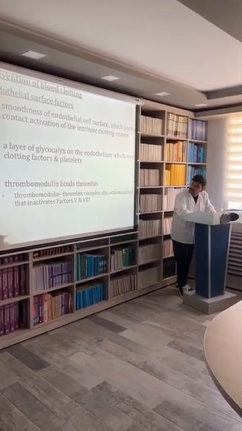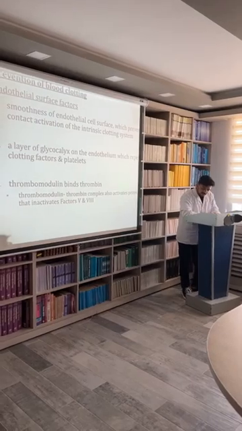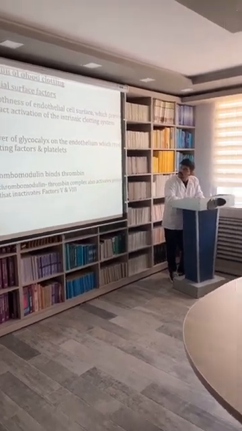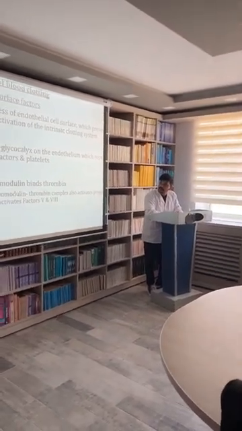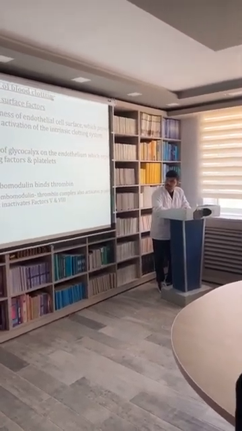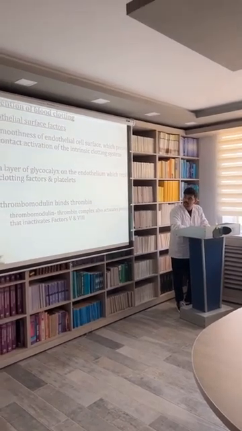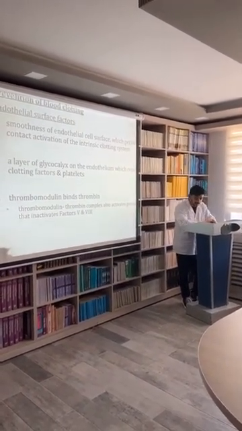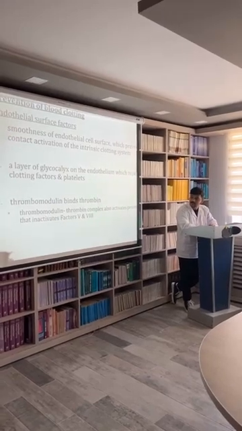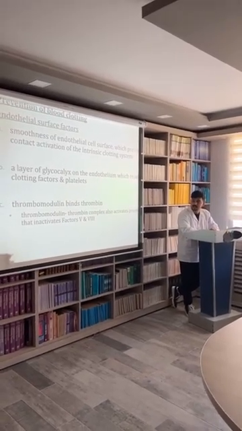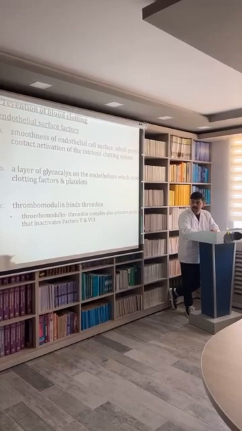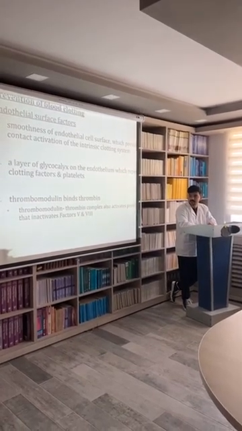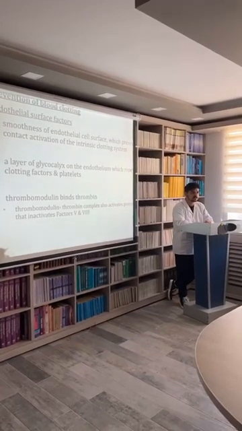First of all is the endothelial surface factor. The smoothness of the endothelial cells helps to prevent the activation of the intrinsic clotting factors. Second is the layer of glycocalyx on the endothelium, which repels the clotting factors and platelets. And third is thrombomodulin, which binds thrombin, and this thrombomodulin-thrombin complex will activate protein C, inactivating factor 5 and factor 8.